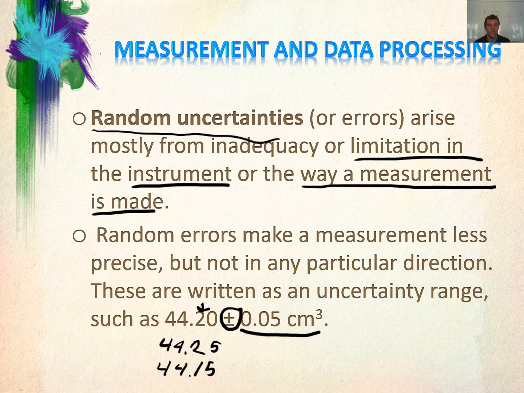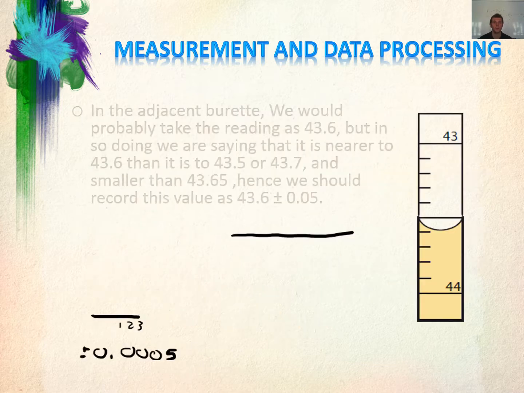So this could be any number from 44.25 or 44.15. Really what it's saying is we are plus or minus a whole number to the left. To the right, sorry, it's been a while. So this could be 44.25 or 44.15. And this uncertainty value is just going to come from the instrument that you're using and how you can tell.